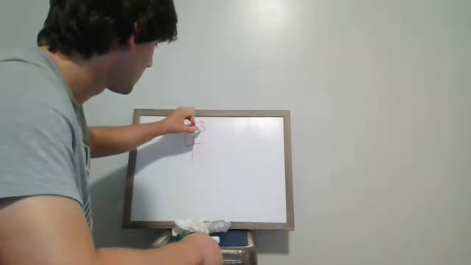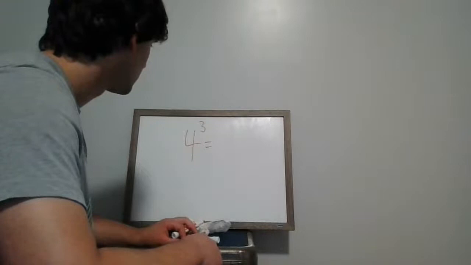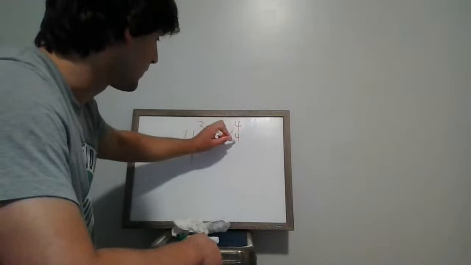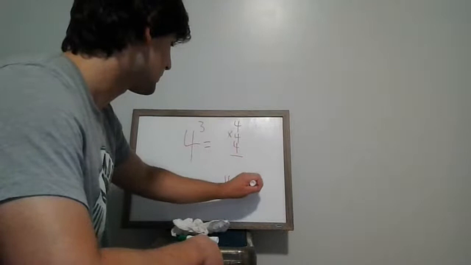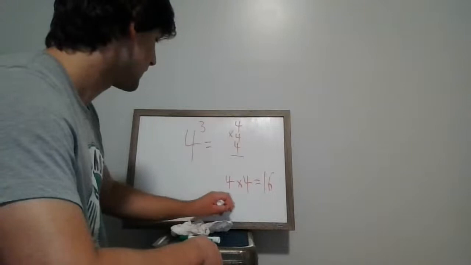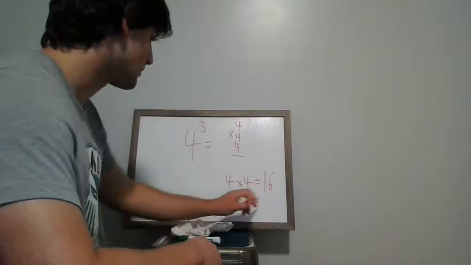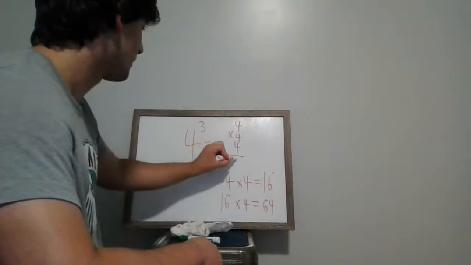All right, 4 to the 3rd power, or 4 cubed, however you want to slice it. That's the same as 4 times 4 times 4. So 4 times 4 equals 16. 16 times 4 equals 64. And we got our answer. 4 to the 3rd power equals 64.